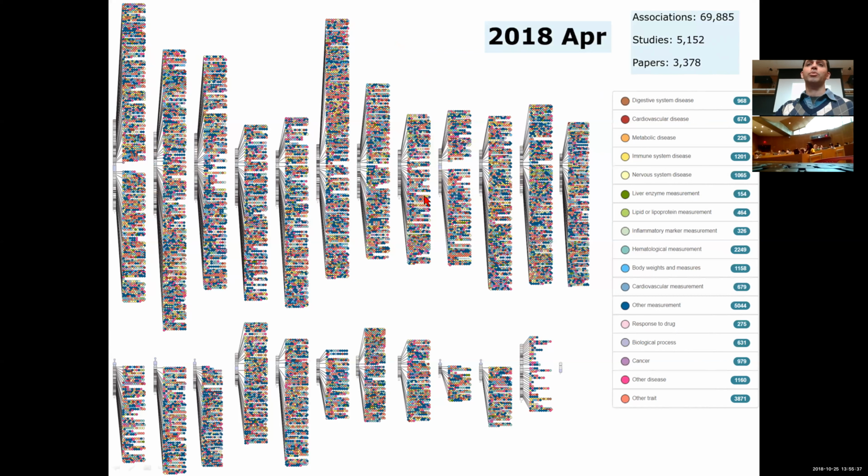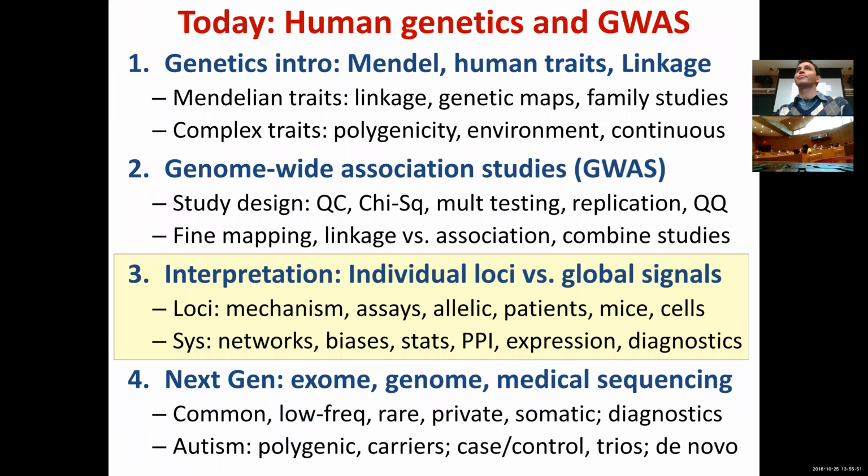And it's up to you guys to now use the tools that you've discovered and that you've learned about in this class to just go at it and understand how these loci are working and start paving the path for therapeutics. Okay? No pressure, but the charge for your generation. So how do we deal with interpretation? So basically, on one hand, you can work with individual loci. On the other hand, you can start understanding global signals at the system level.